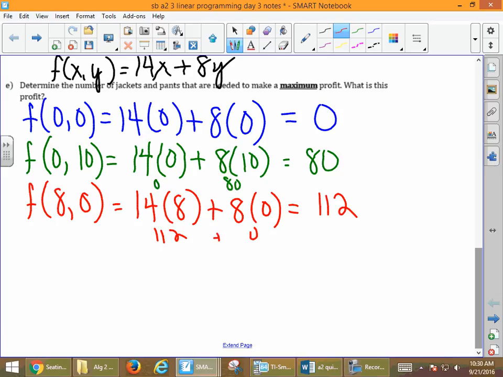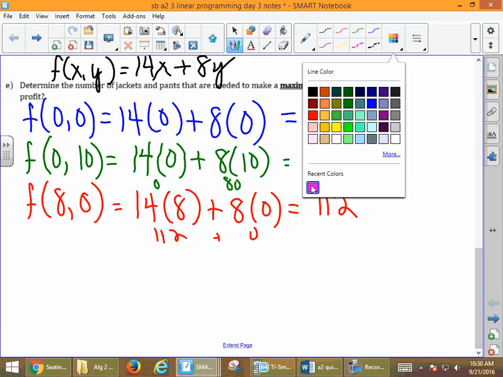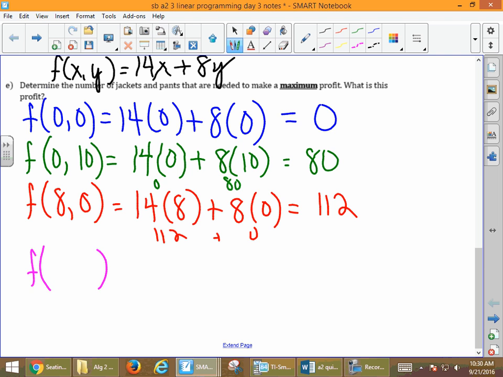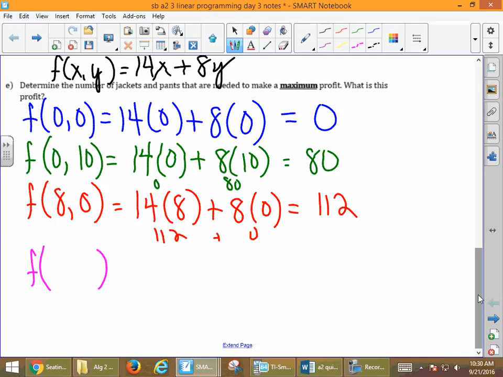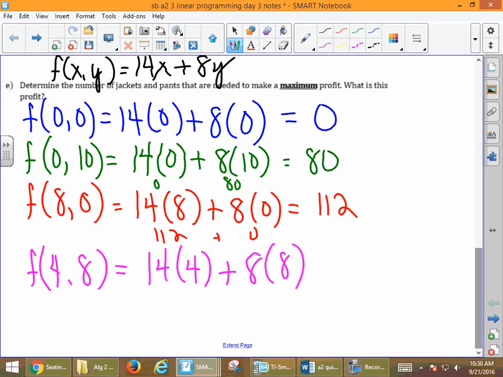And then finally on our last ordered pair, and it's coincidence, but we have a combination. We've got 4 jackets and 8 pairs of pants. So we're going to put 4 back into our equation where we see x, and 8 back into our equation where we see y. So it's 14 times 4 plus 8 times 8. So 14 times 4 is 56. 8 times 8 is 64, and when we add those, we get 120.